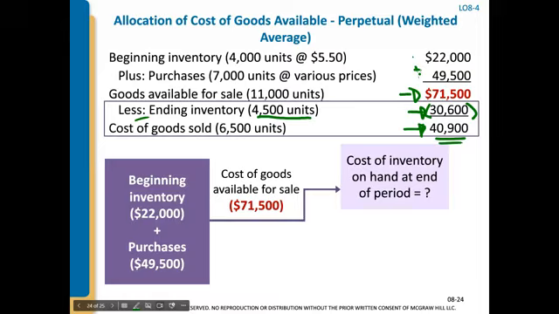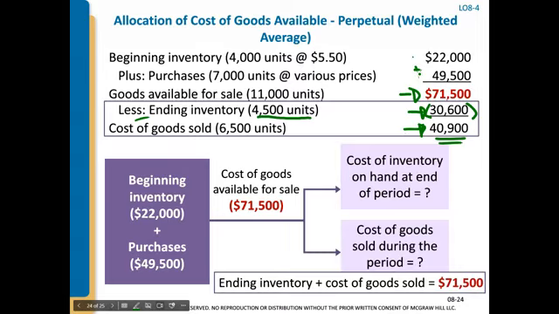If you use your spreadsheet and you plug in your numbers for ending inventory and cost of sales, and the math doesn't work, then there's something wrong. It's either something wrong in your ending inventory calculation or something wrong with your cost of goods sold calculation. But either way, it's a good check.